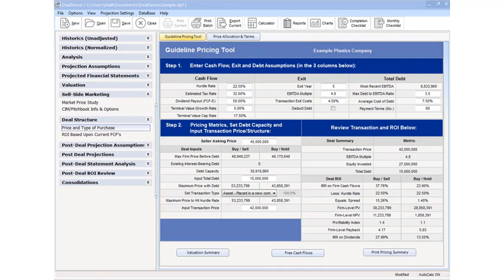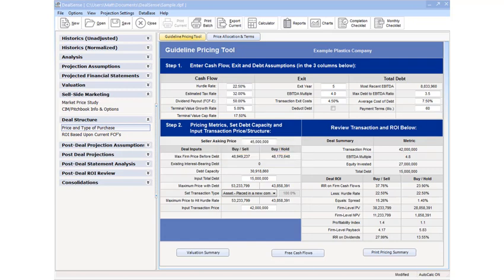Now we're looking at the guideline pricing tool and its companion, the price allocation and terms. The guideline pricing tool gives buyers a rational way to arrive at a purchase price, and it helps intermediaries educate sellers about price from a buyer's perspective. There are three main parts to the guideline pricing tool. In part 1, you enter key assumptions about cash flow, exit, and debt. Part 2 solves for the maximum price a buyer can pay and still make their ROI hurdle rate. You get these maximum prices for both a buy-sell and a buy-hold scenario.